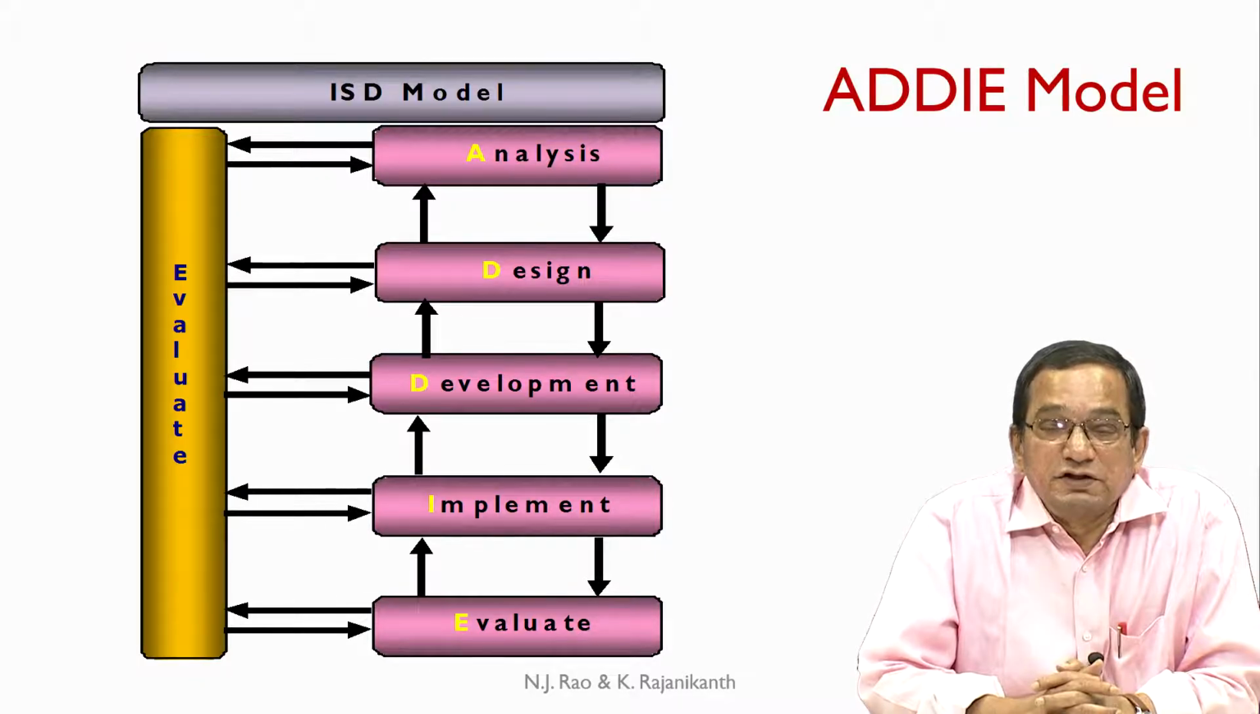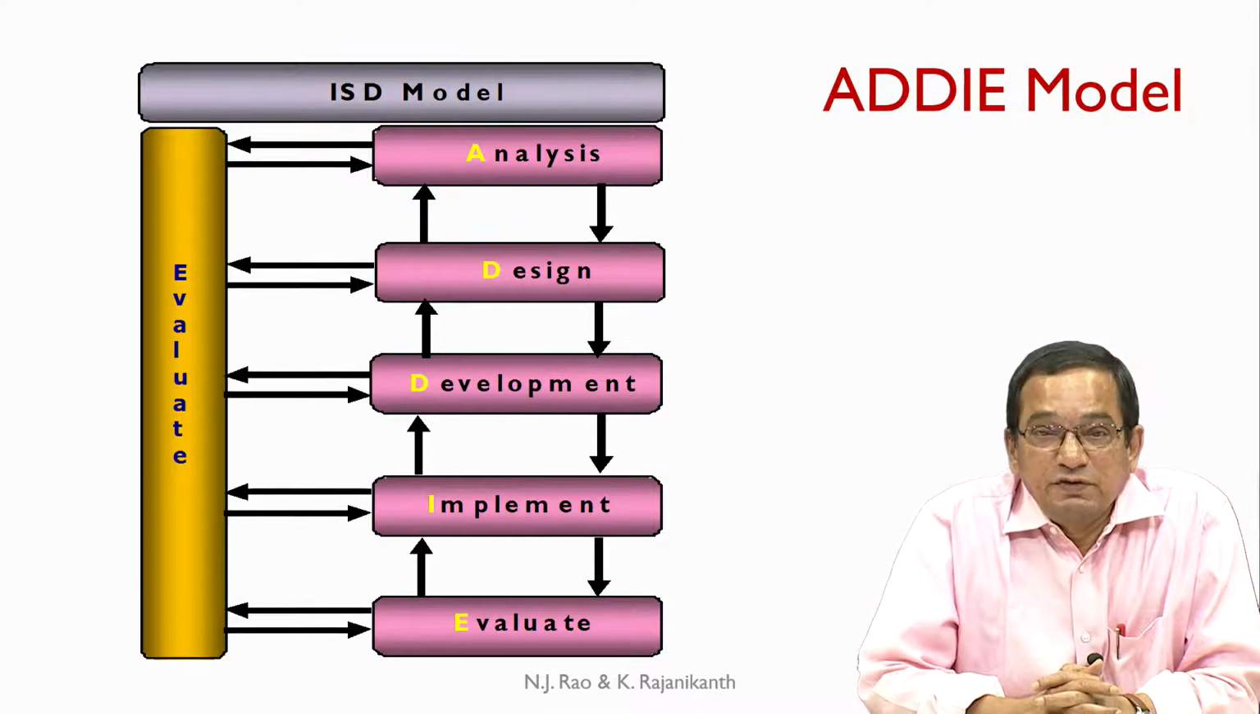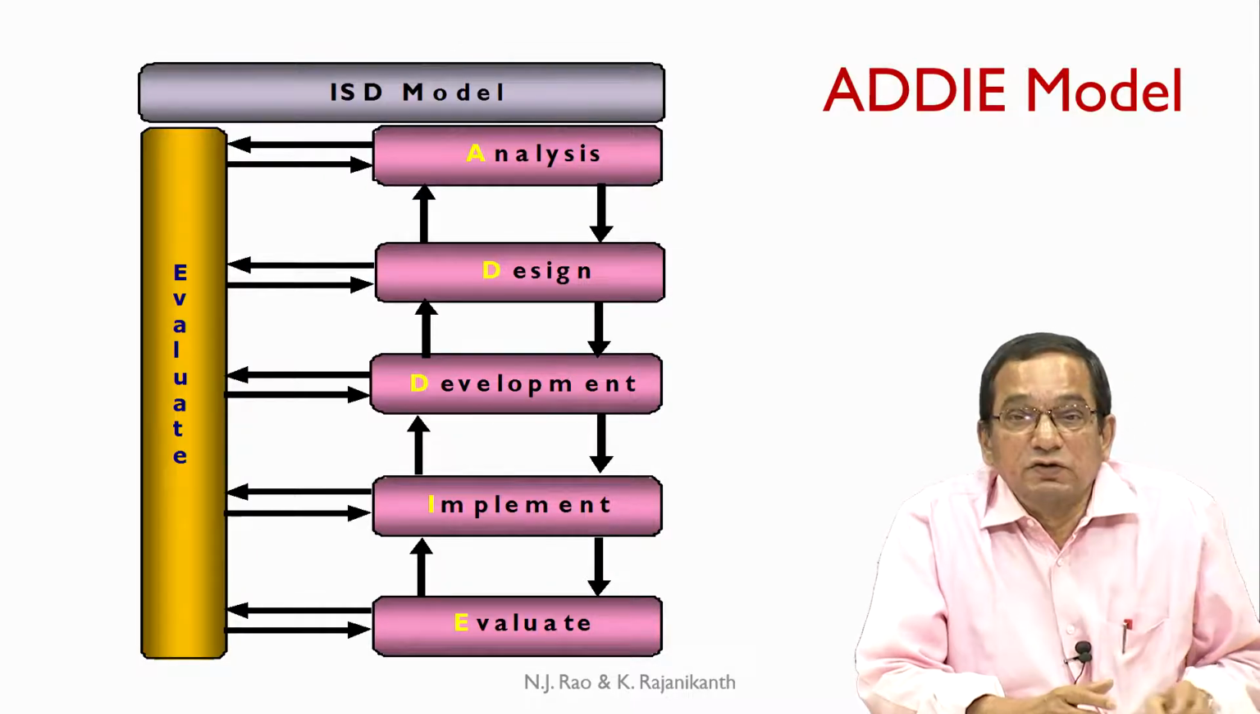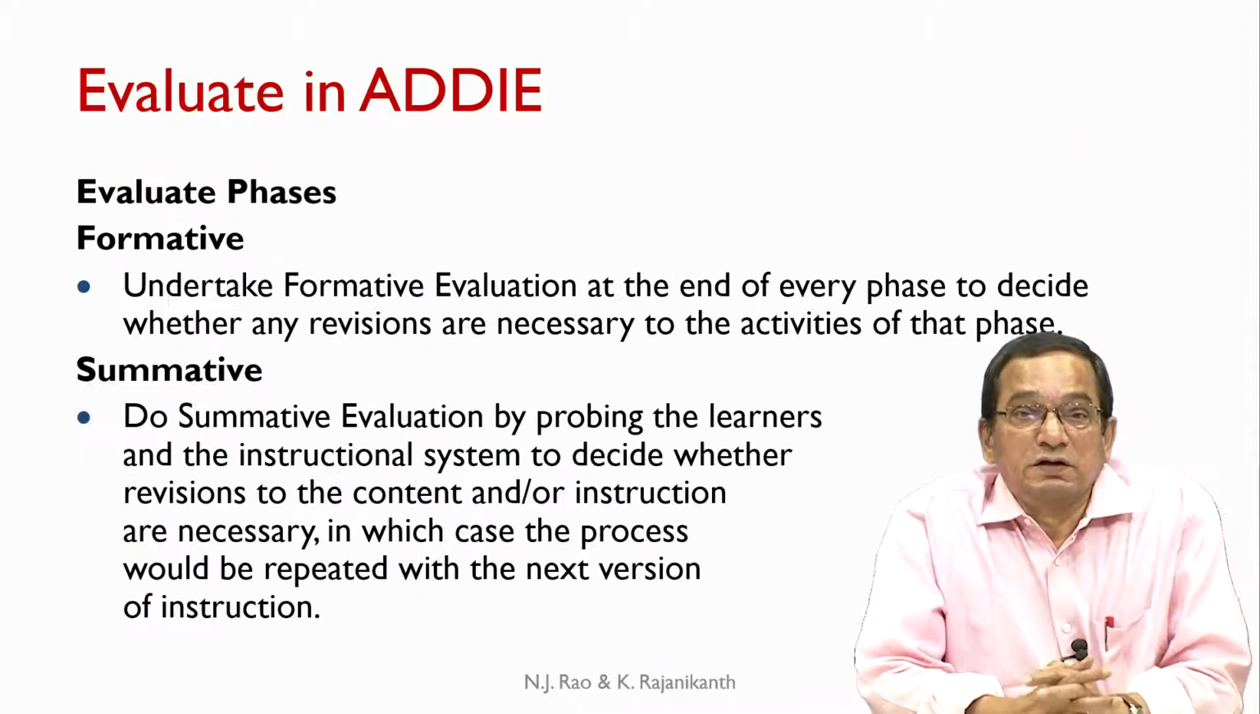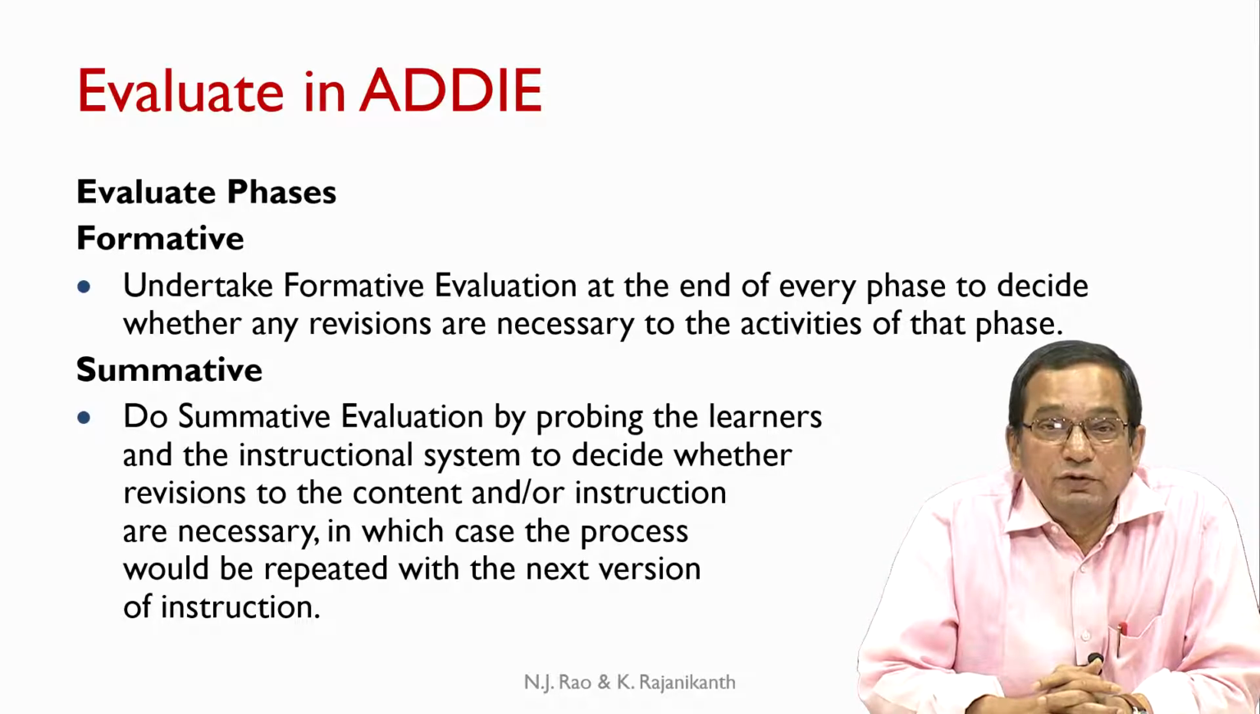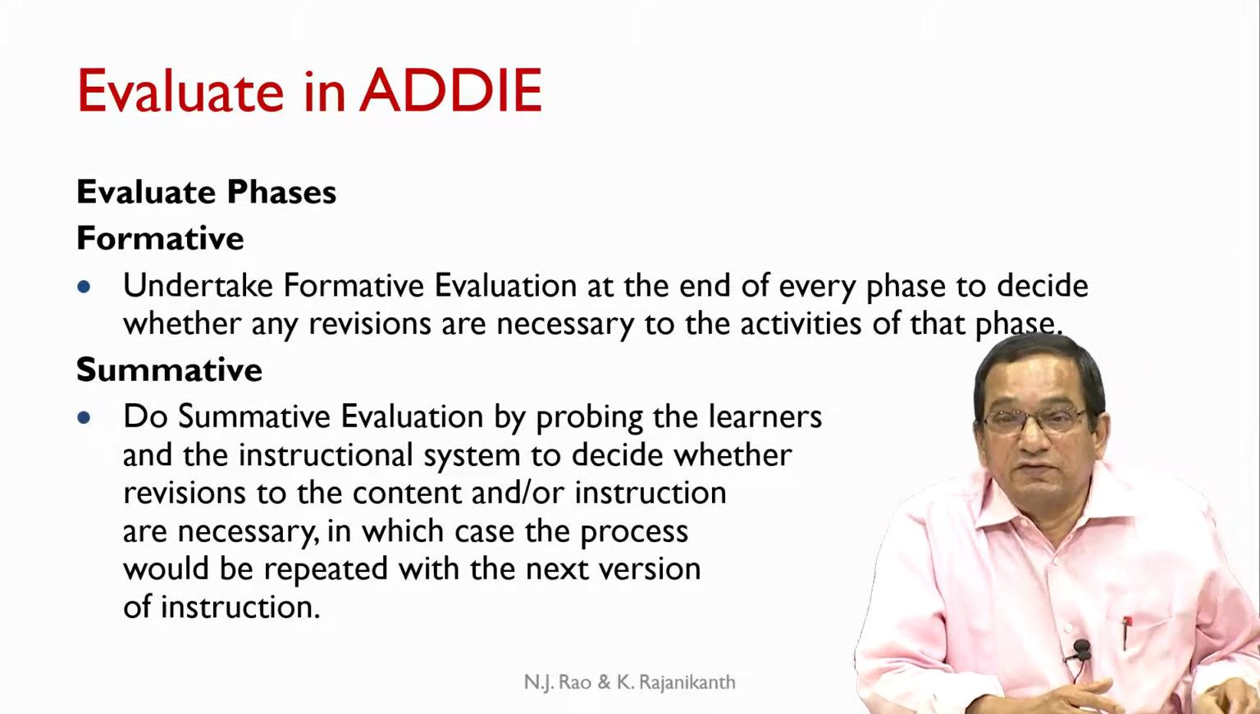If you see the horizontal rows, analysis phase, design phase, development phase, as well as implement phase, they are all linked to evaluate. That means in its formative mode, the evaluate phase is connected to every other phase. So, the formative evaluation is taken up at the end of every phase to decide whether any revisions are necessary to the activities of that phase.